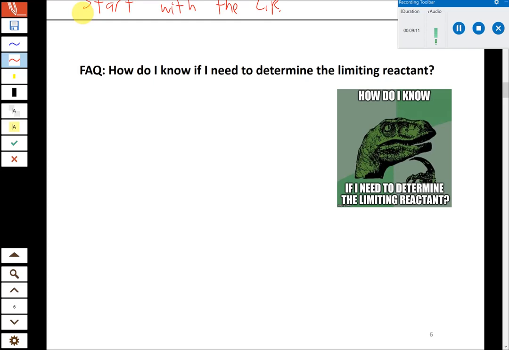All right, so then to wrap this up in more general terms before we get into some examples, the question is, how do I know if I need to determine the limiting reactant? Because all the problems we did last time, this wasn't an issue. We just started the problem, no big deal. We didn't care what the limiting reactant was. And so the dead giveaway is that if you are given amounts of two or more reactants, you have to figure out which one of those is the limiting reactant, okay? So we didn't see any problems like that last time, so we hadn't learned this yet.